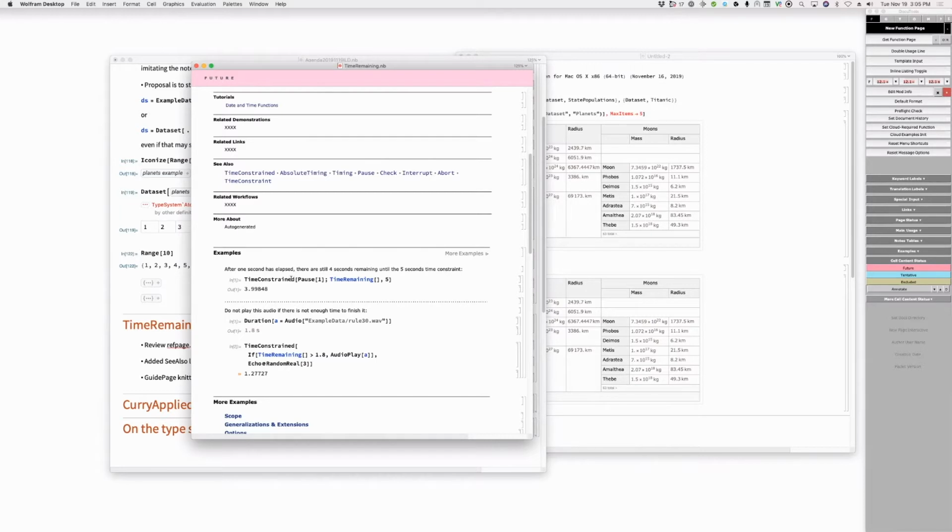What the heck is that? Oh, I see. Time constraint, pause of 1, and then time remaining. Exactly. So time remaining is evaluated after the pause. Okay. But now, is it CPU time? Well, I believe it's wall clock. The documentation page of time constraint says it's looking at CPU time.